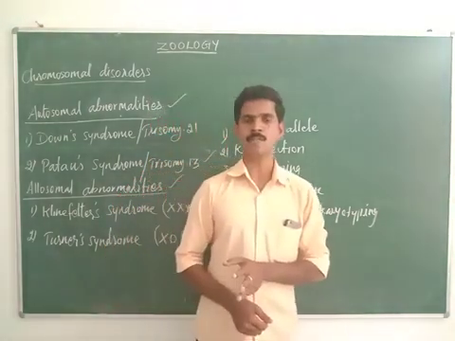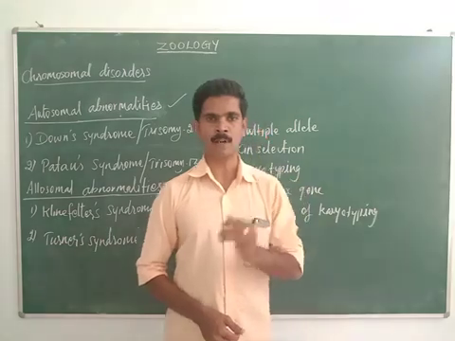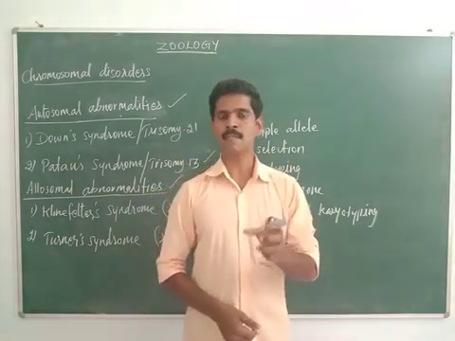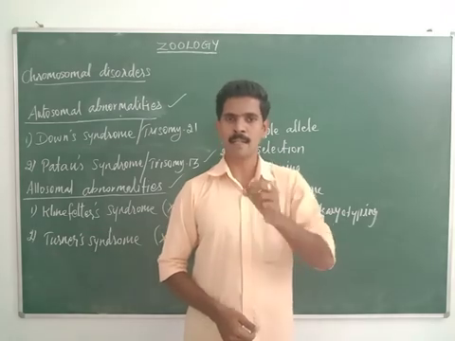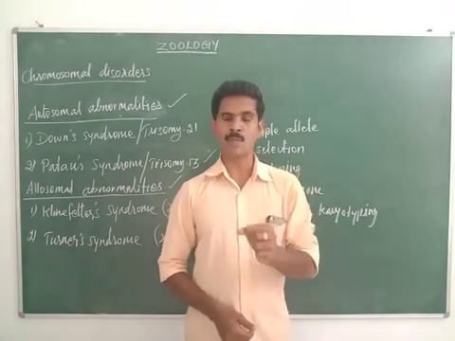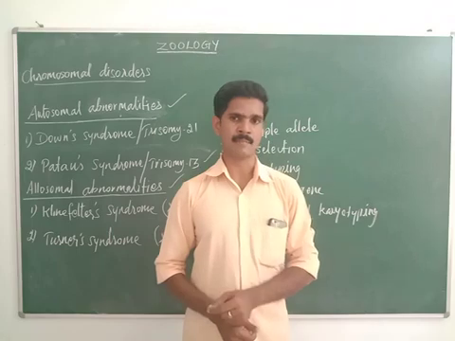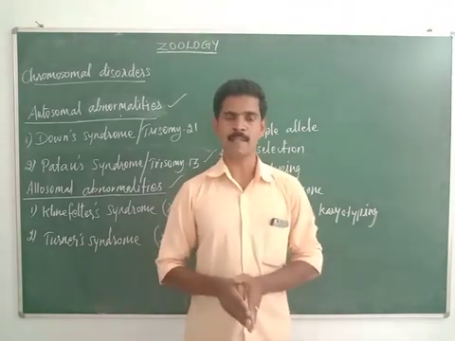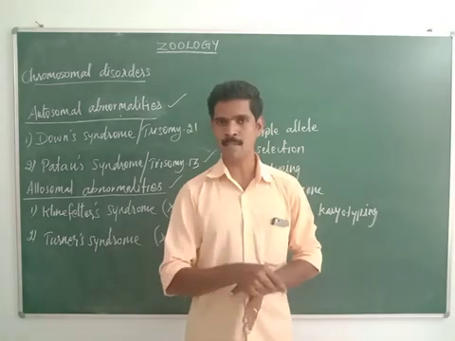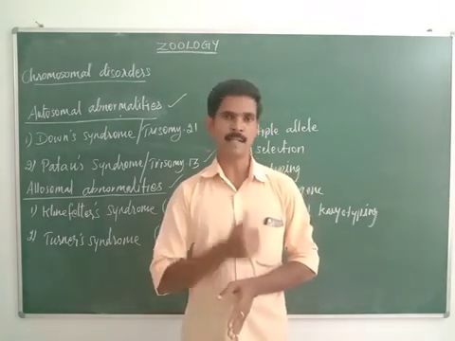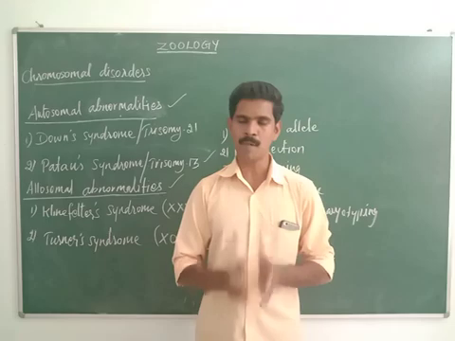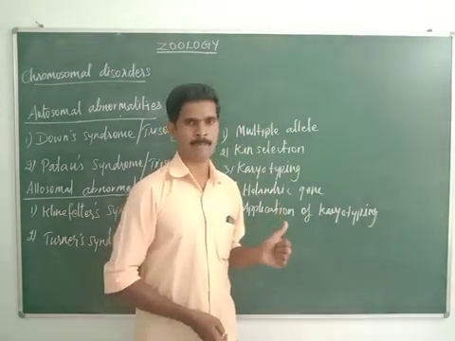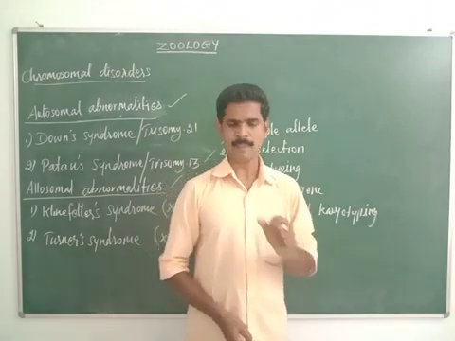The third one is that it is used to identify aneuploidy. Aneuploidy means when the number of chromosomes in a cell is increased or decreased due to errors in cell division. If any errors take place in cell division and the number of chromosomes is increased or decreased in a cell, this condition is called aneuploidy. So with the help of karyotyping technique, we can identify this aneuploidy.